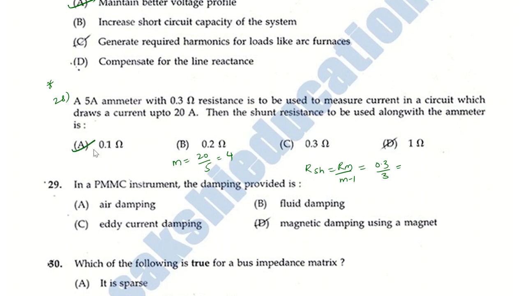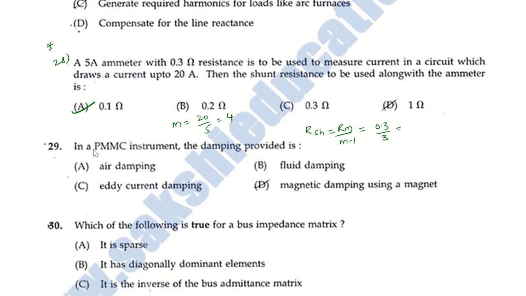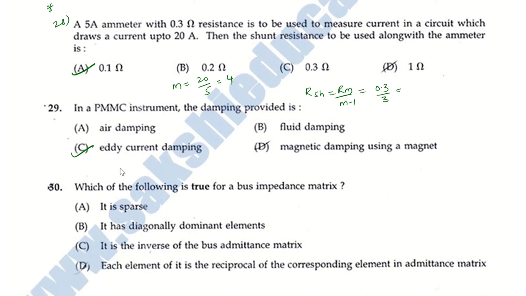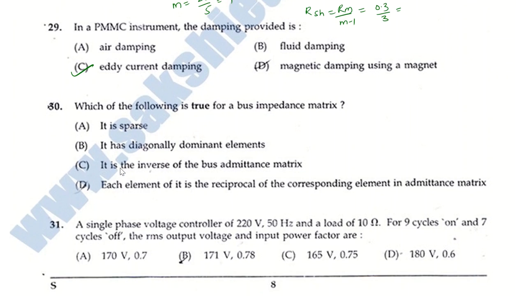Okay. In a PMMC instrument, the damping is provided by eddy current damping. Permanent magnet moving coil means the damping provided is eddy current damping. You know that basic concept. Why eddy current damping? Because the magnetic field produced by PMMC instruments is higher compared to electrodynamometer or some other equipment, right?